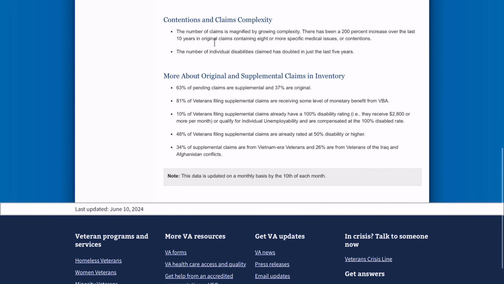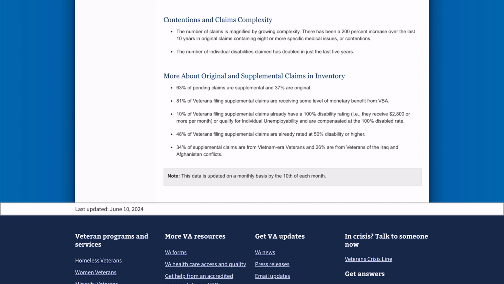They talk about supplemental claims, contentions, claims complexity. Claims complexity, there's been a 200% increase over the last 10 years in original claims containing 8 or more specific issues and/or contentions. And that just means it's going to take longer to get through it.